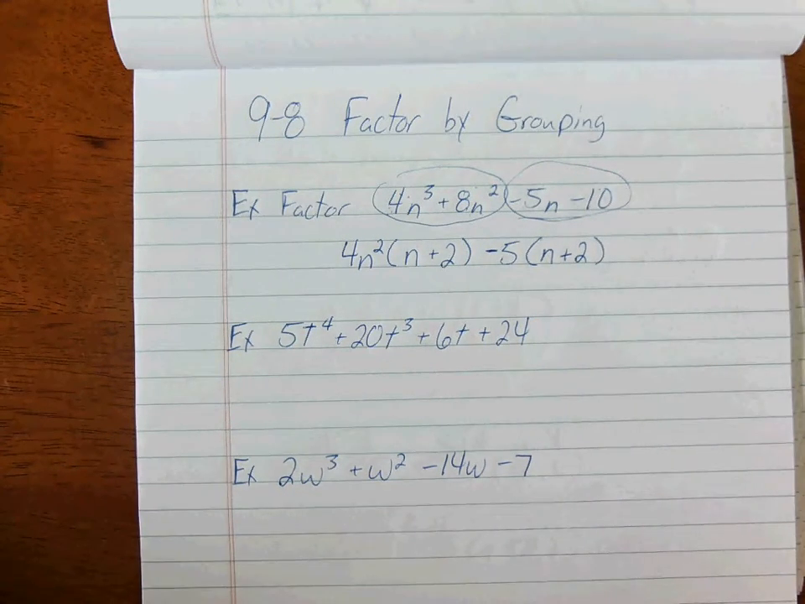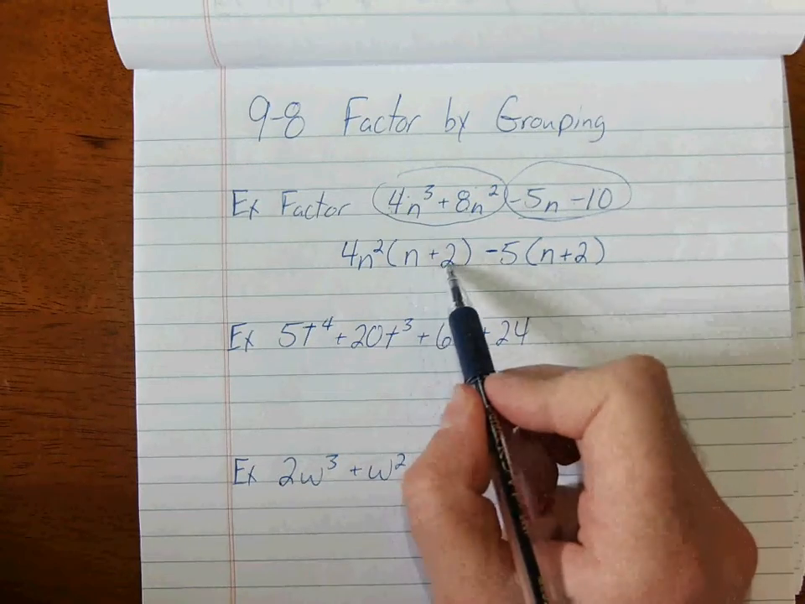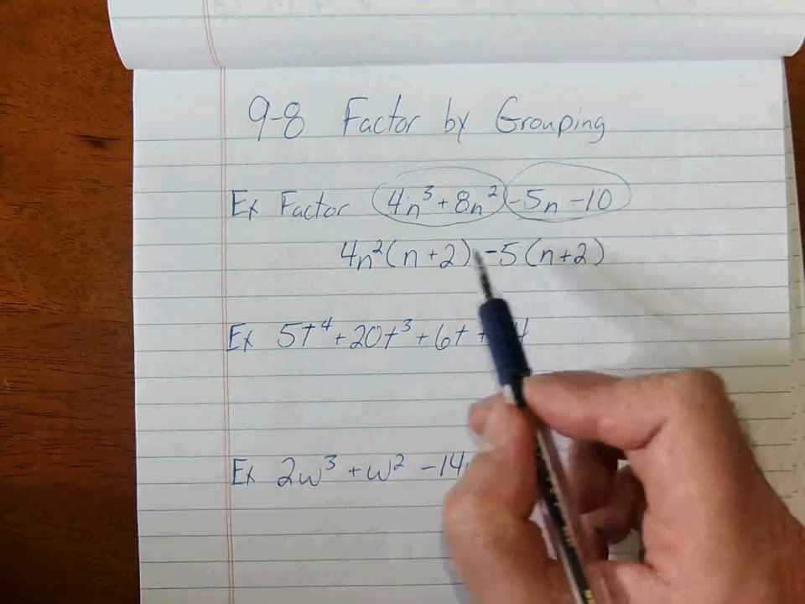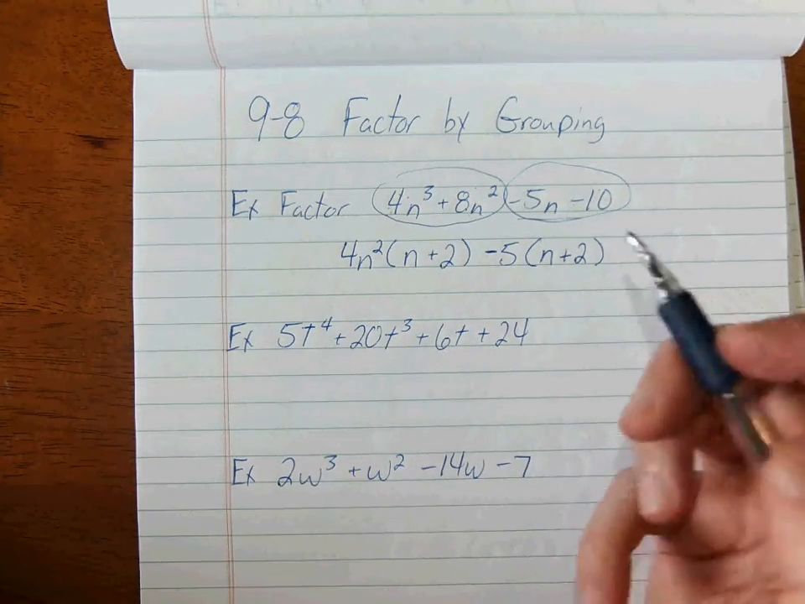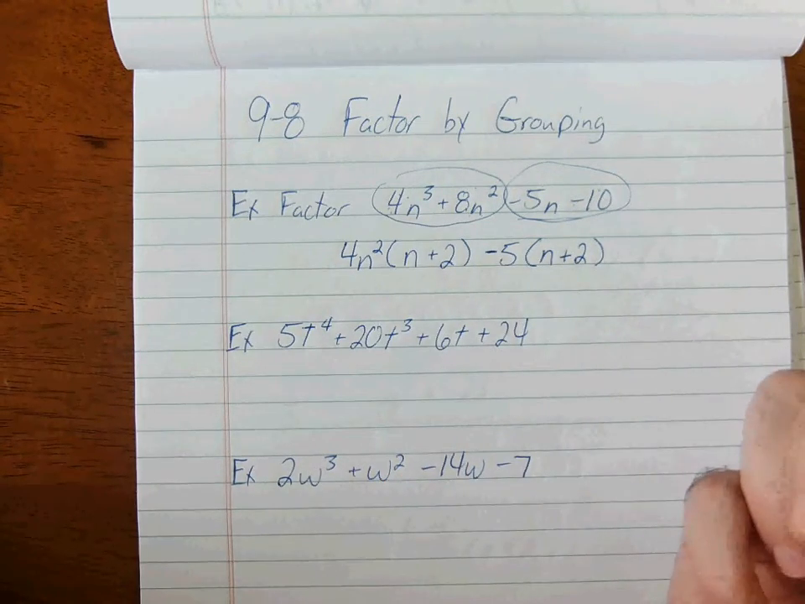Now the nice thing about factor by grouping, you're going to know that you did it correct when your 2 groups of parentheses are the same. So whatever value you have in here, you better have over here. If you don't, you know you did something wrong. So this kind of has a built-in check mechanism. So you're looking for your 2 groups of parentheses to be the same.